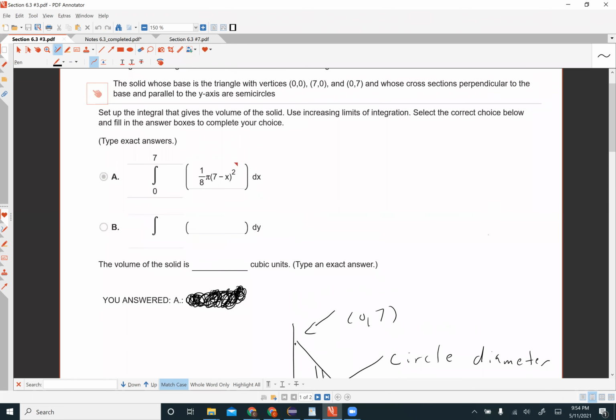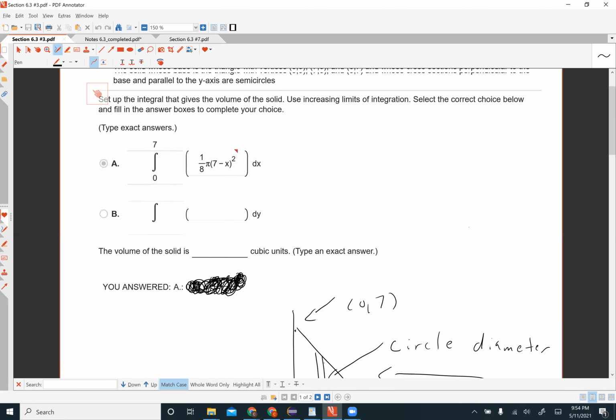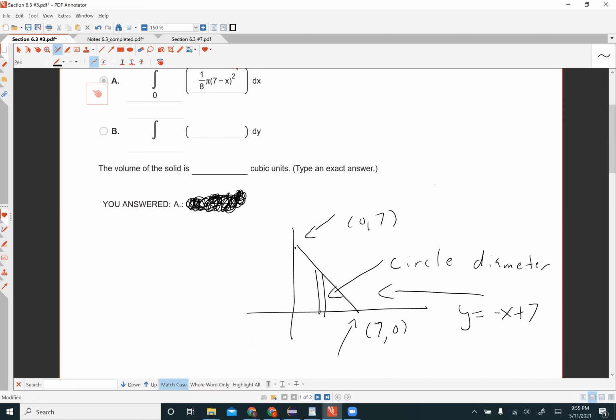We're not rotating f of x around the x-axis. So what does it say? Use the general slicing method. That's where we use the known cross sections to find the volume of the following solids. We have the base, the triangle (0, 0), (7, 0), and (0, 7). And here's the important part: the cross sections perpendicular to the base and parallel to the y-axis are semicircles.